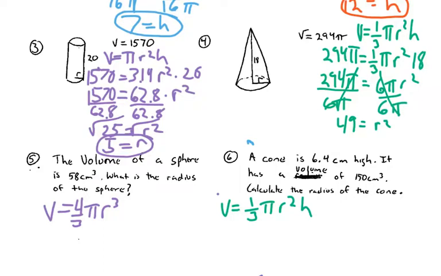So again, 49 is not the answer. You've got to take it one more step. How do you get r? Well, you've got to take the square root of that. So 7 equals radius.